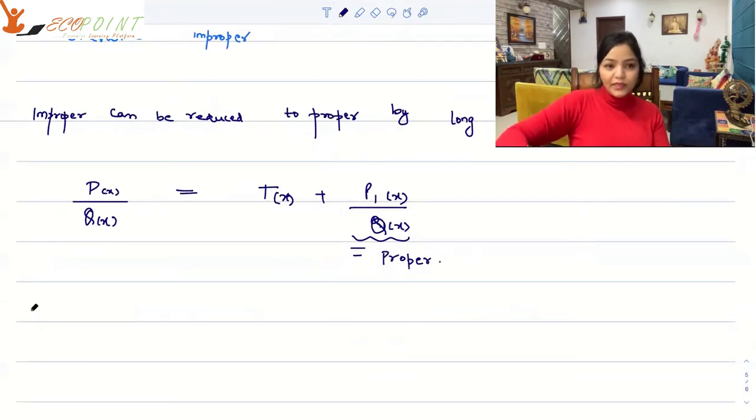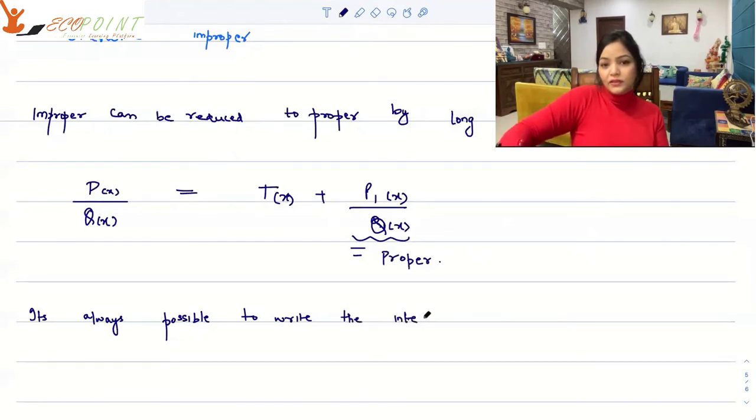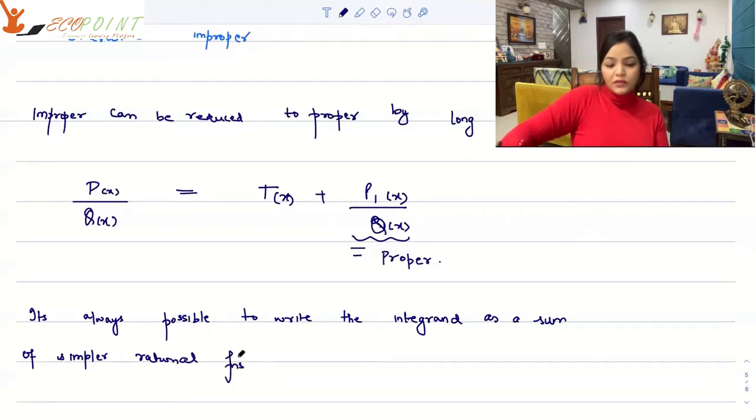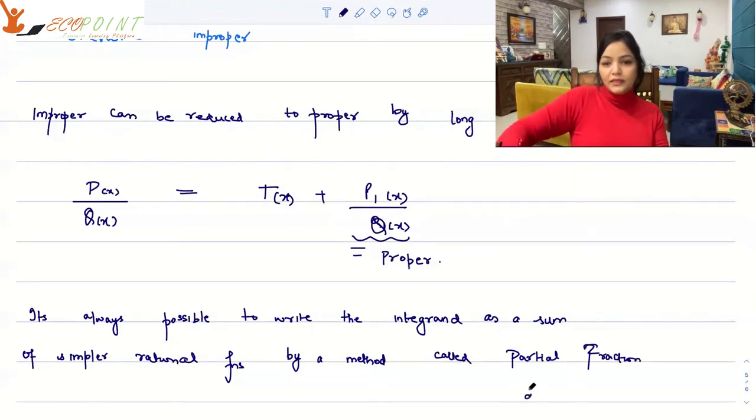Now it's always possible to write the integrand as a sum of simpler rational functions by a method called partial fractions, or partial fraction decomposition.